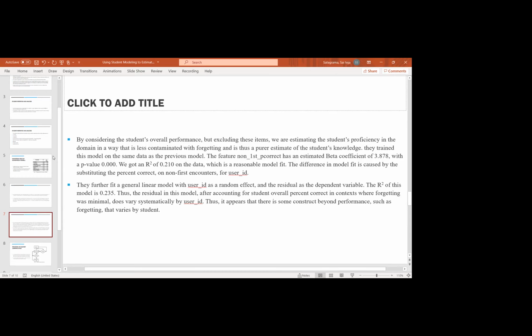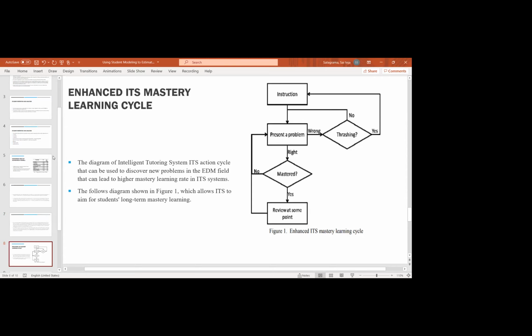So coming to the enhanced intelligent tutoring system, it's a learning cycle. It focuses mostly on discovering new problems in the EDM field that can lead to a higher mastery learning rate in the intelligent tutoring system. The following figure shows an intelligent tutoring system that aims for students' long-term mastery learning. In this, it mainly focuses on the diamond on the left side, that is, whether the student has mastered a skill, rather than using logic criteria to decide whether mastery has occurred. In this, they train a model to decide mastery based on predicted performance.